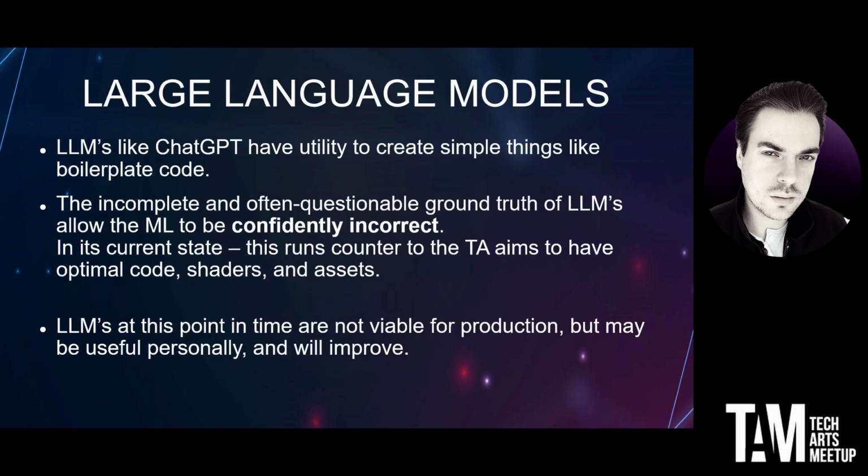So speaking of large language models like ChatGPT, these can be great to create simple things like boilerplate code in terms of similarity, just go and get snippets. But quite often, the ground truth when it comes to a lot of these tools, it can be confidently incorrect. So it can absolutely fabricate something and be convincing that it's the truth. And if you don't know enough to know when it's incorrect about something, you can end up in a situation that's going to just cause you issues. So this runs counter to our work as tech artists to really have optimal code, shaders and assets that are as performant as they can be and as beautiful as they can be.